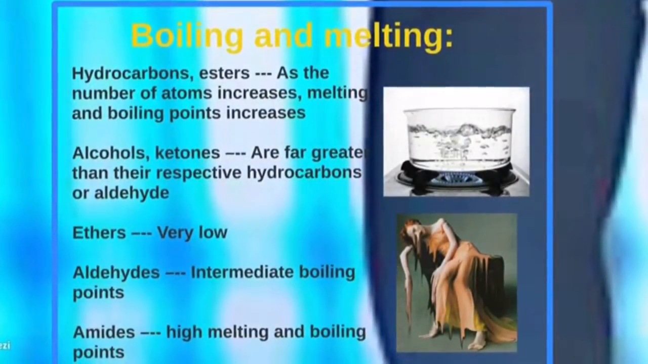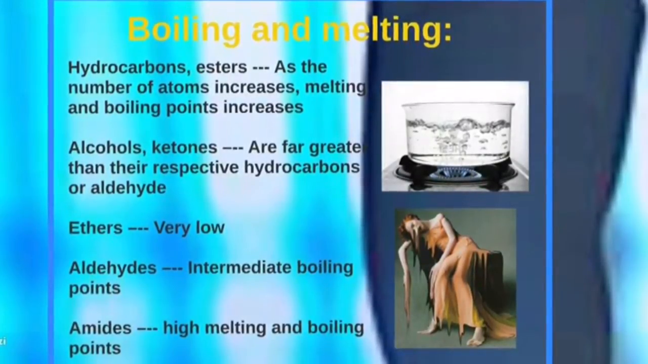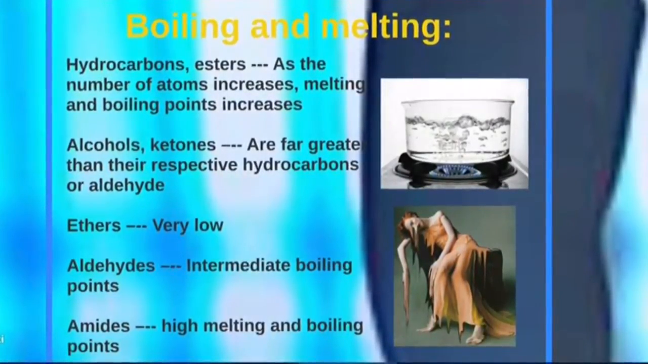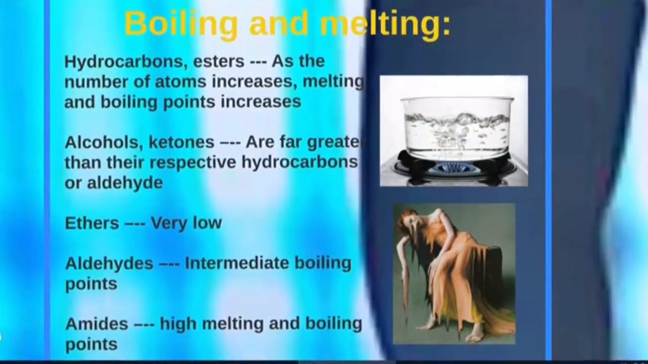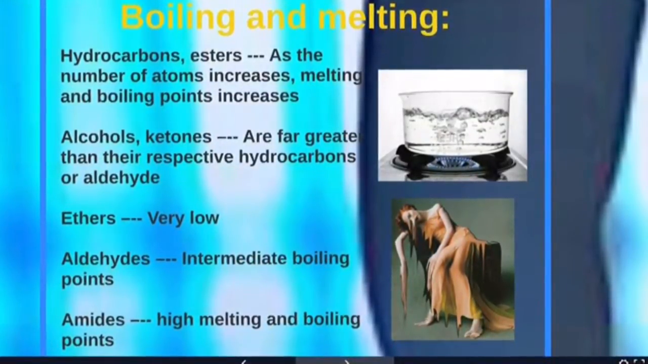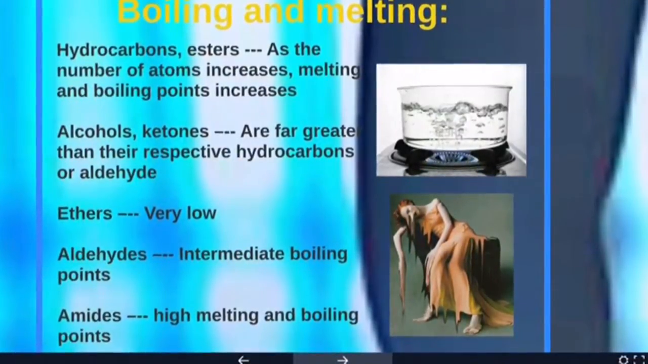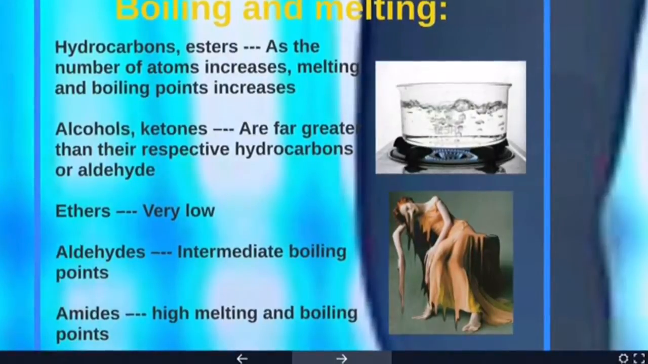Boiling and melting points. Hydrocarbons and esters: as the number of atoms increases, melting and boiling point increases. Alcohols and ketones are far greater than their respective hydrocarbons or aldehydes. Ethers, very low. Aldehydes, intermediate boiling points. Amides, high melting and boiling points.